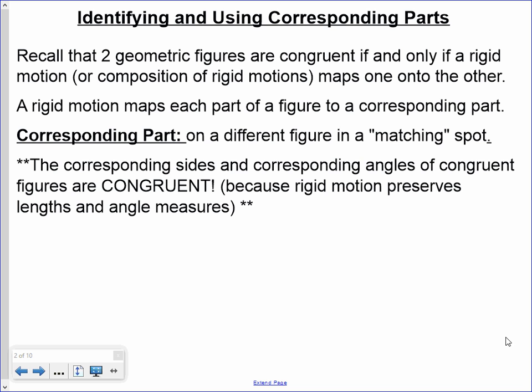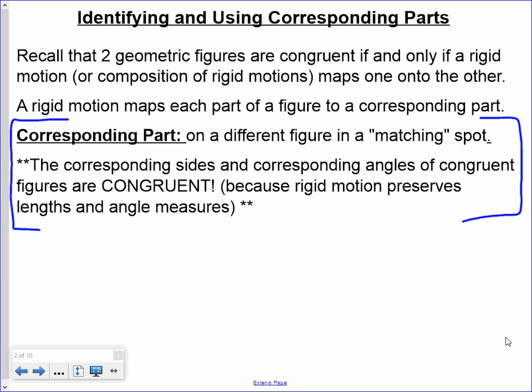Okay, so corresponding parts, I tried to simplify this definition a little bit. So you guys are going to go ahead and write down this right here. Corresponding, I've said this a few times too. Corresponding in math is like a fancy word for matching. So when we talk about corresponding parts of a figure or corresponding positions, we're talking about matching positions, matching spots. And I think that'll make sense in just a minute.